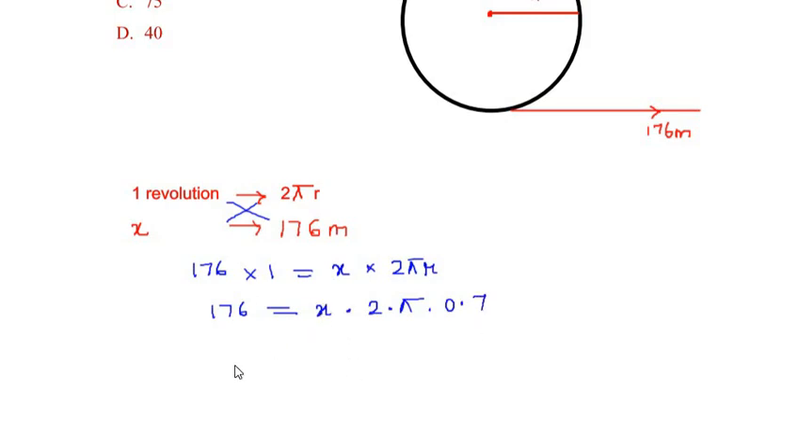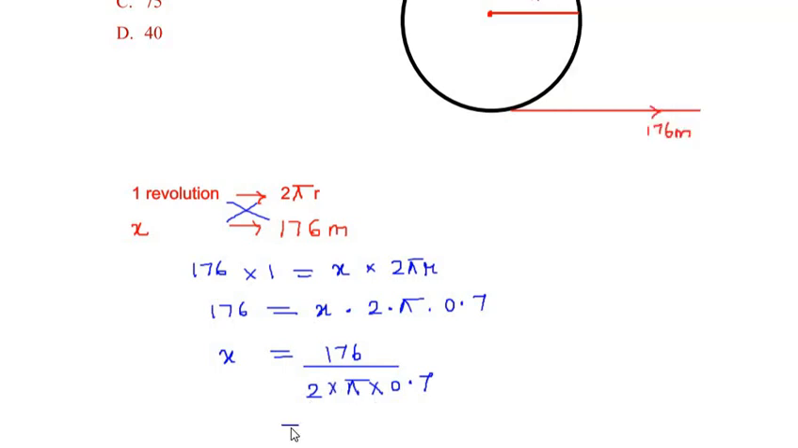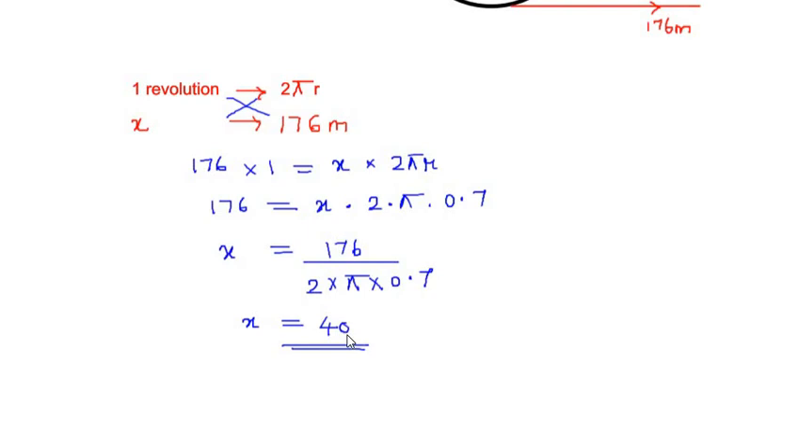Now let us make x the subject. So x is equal to 176 divided by 2 times pi times 0.7. Let us put it in the calculator and check how much we get. So here it is 176 divided by 2 times pi times 0.7. We get the answer as 40.016, or we can round it off as 40 revolutions. So we have the total number of revolutions as 40.